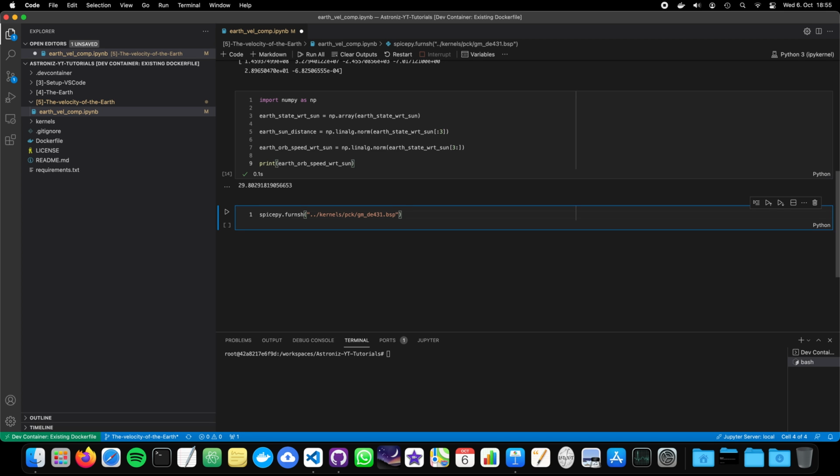Now again, you will ask, well, how do you know that it's this kernel? Well, again, it's years of reading documentation and so on. It's really cumbersome sometimes to search in the documentation, but you can dive into it and find more things. Now there is a function called bodvcd, and this extracts information from SPICE.